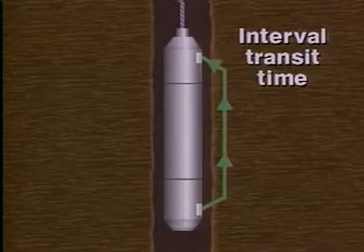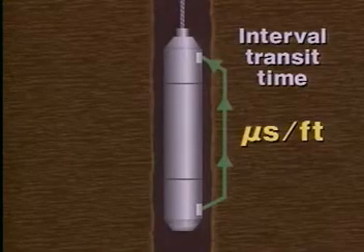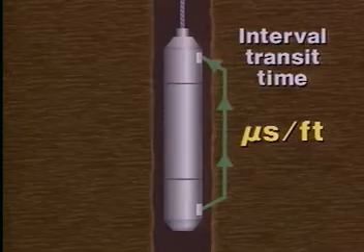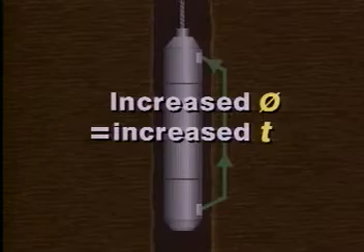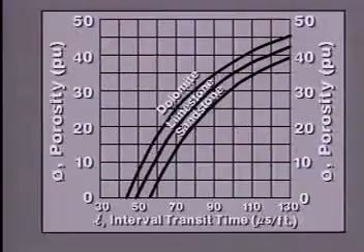Known as the interval transit time and presented in microseconds per foot, this value depends on the lithology and porosity of the formation. For a given formation, the interval transit time, or slowness, increases with increased porosity. Porosity from the acoustic log may be estimated from this chart based on empirical observations.